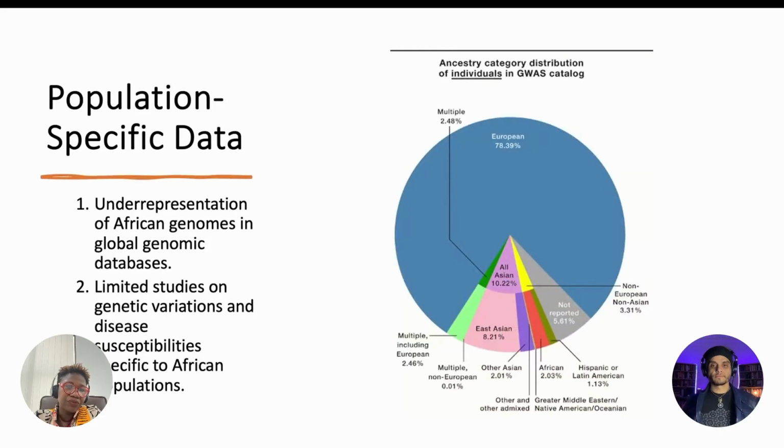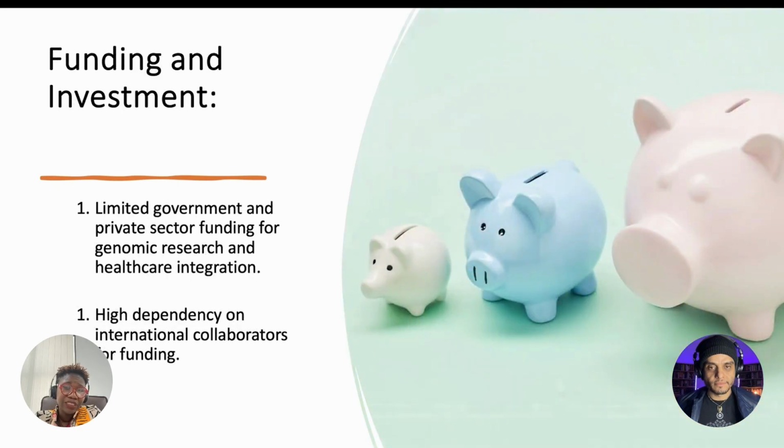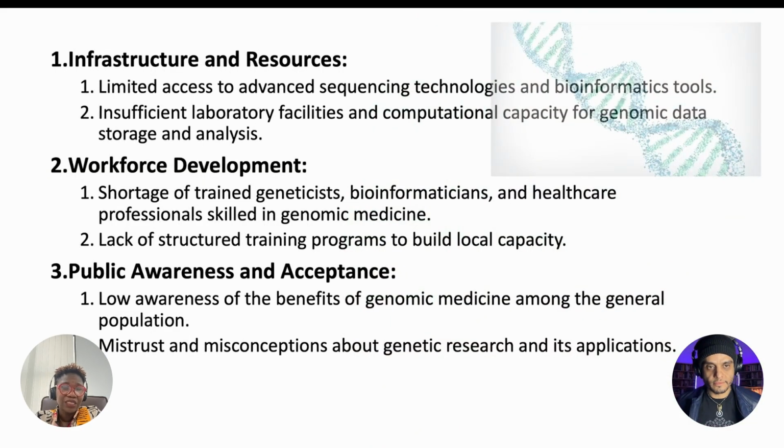Now, I already mentioned that we are underrepresented in the global genomic database because there are relatively fewer studies conducted in black populations. There are so many other gaps. Because there are limited studies in these areas, when it comes to policies and regulations, there are not a lot of them regulating these kinds of studies in our population. There's limited funding and investments in our population, etc.